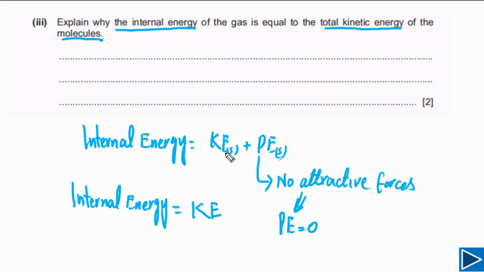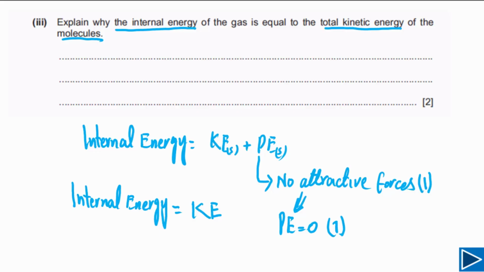So that's all what we have to write down. The first mark you will get in this case, if you have written no attractive forces between gas molecules, you will get 1 mark, and the second mark you will get if you have mentioned that potential energy of gas molecules is equal to 0. So you will get 2 marks.